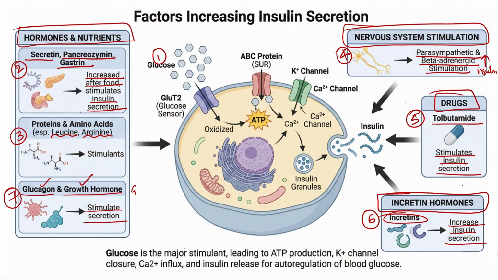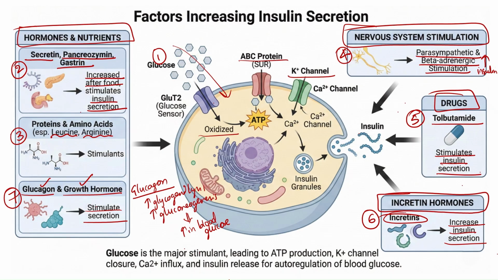First coming to glucagon. Glucagon raises the blood glucose by increasing glycogenolysis and gluconeogenesis. We have seen this in part 1. This will result in an increase in blood glucose. So what happens if we increase the blood glucose? Blood glucose will get inside, get oxidized, ABC protein activated, potassium channels closed, calcium channels opened, and insulin is released. Thus, indirectly, it increases the insulin secretion. That is how glucagon will increase the insulin secretion.